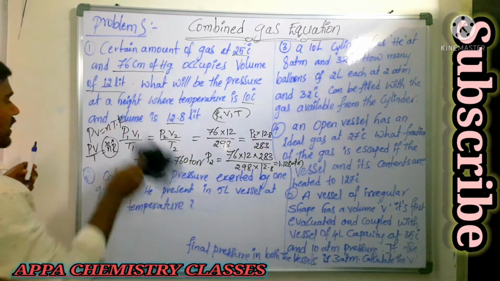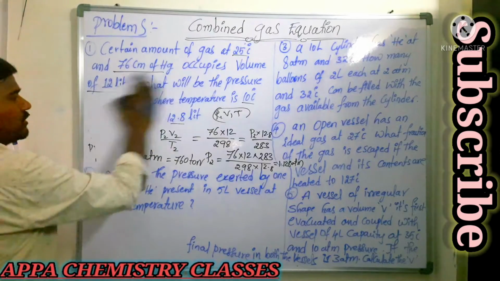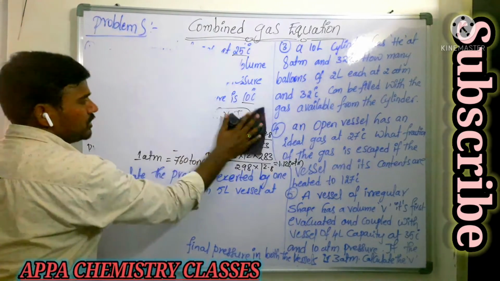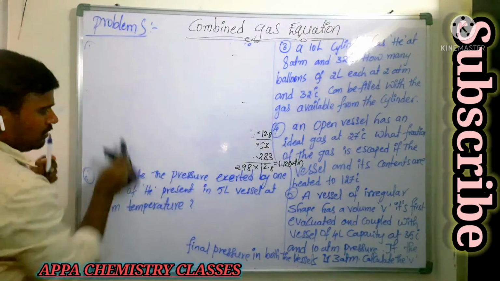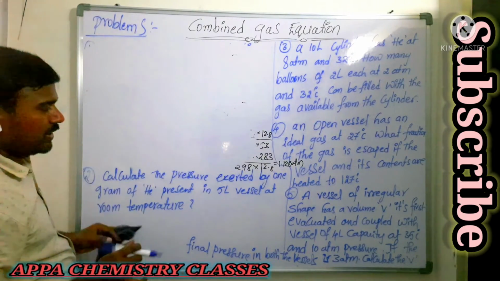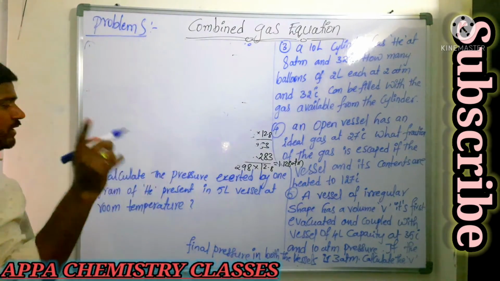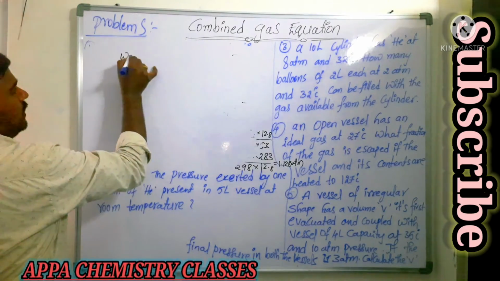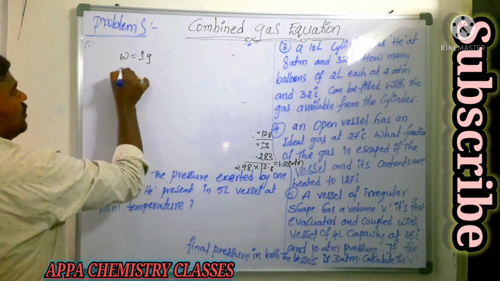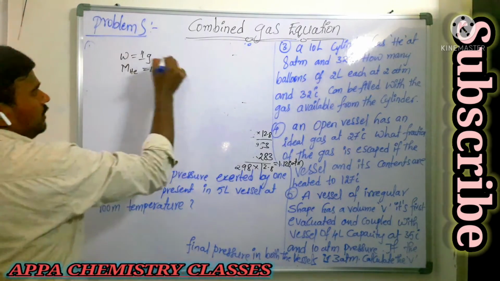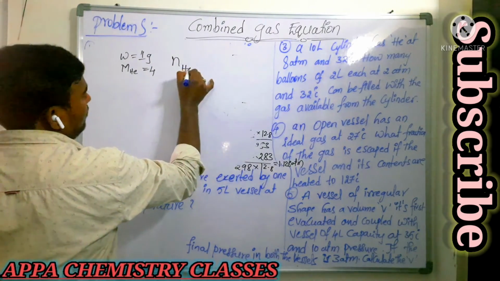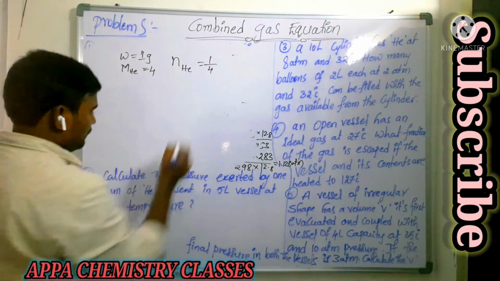Next we will see the second question. I think the first one is understood. So we'll see the second question. What are they saying in the second question? Calculate the pressure exerted by 1 gram of helium. The weight of helium they gave is 1 gram. The molecular weight of helium we know, that is 4. From this, the number of moles of helium will be 1 by 4.